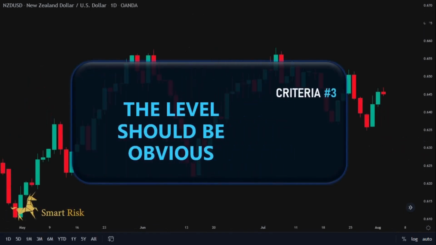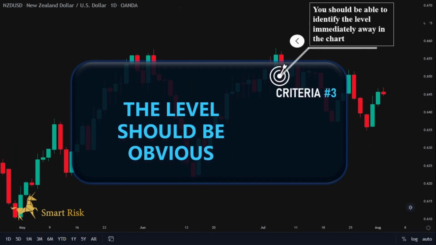Trait number 3, the level should be obvious, meaning that when you look at the chart, you should be able to identify the level immediately.